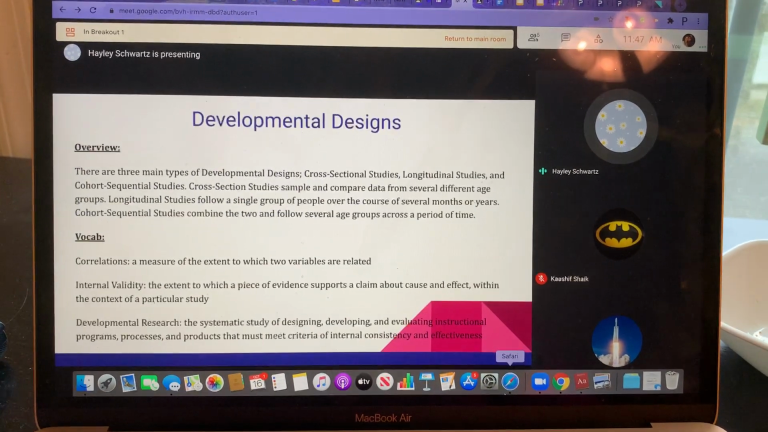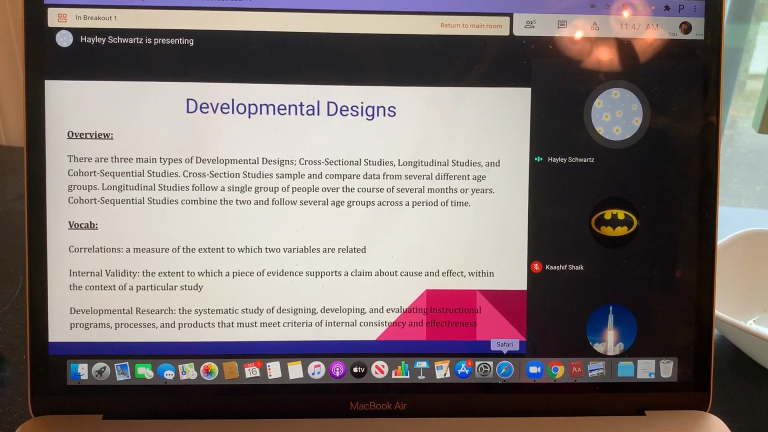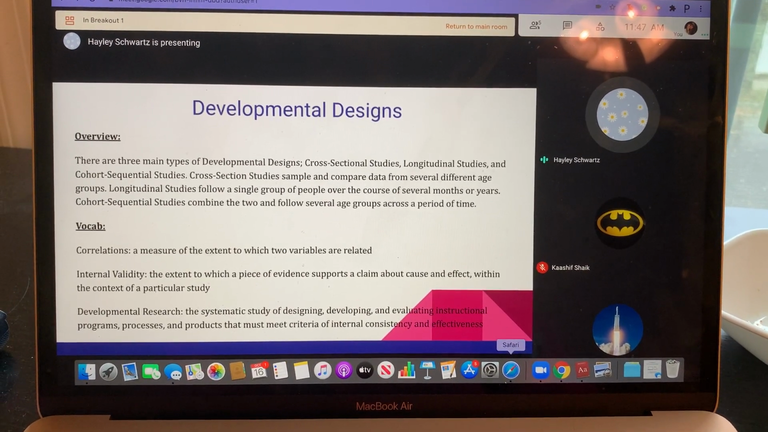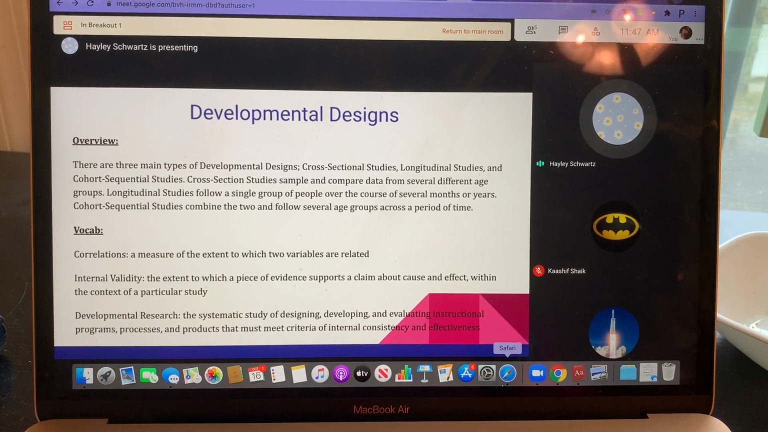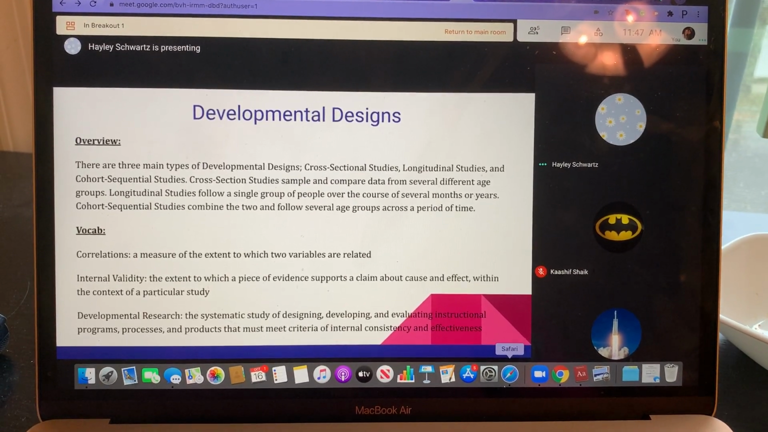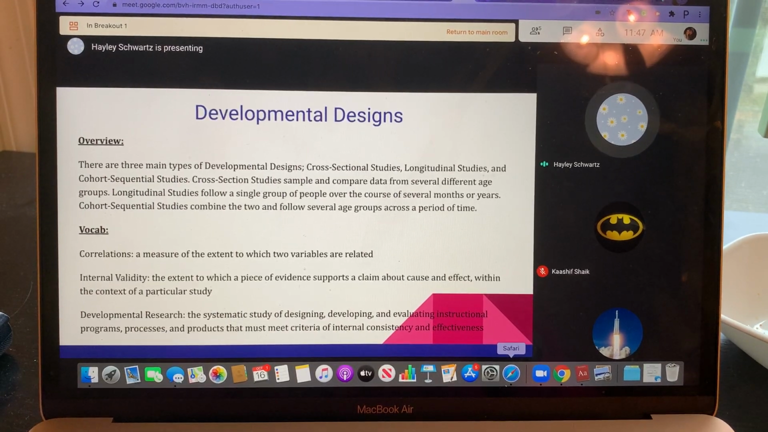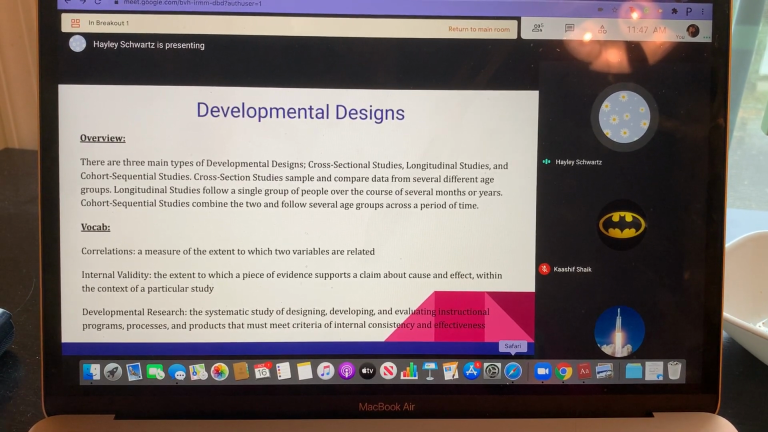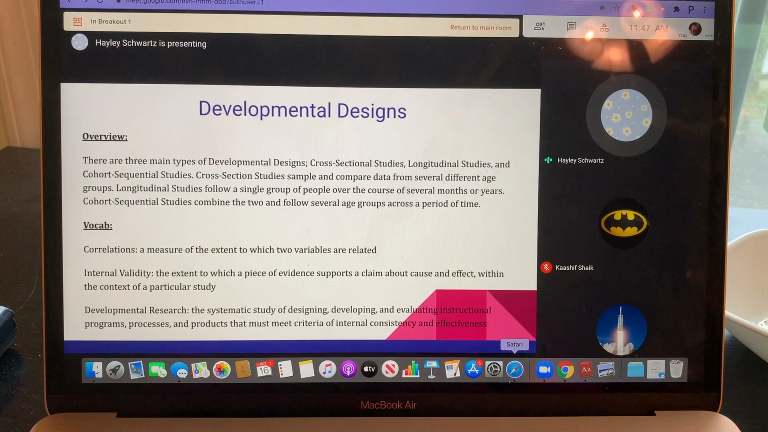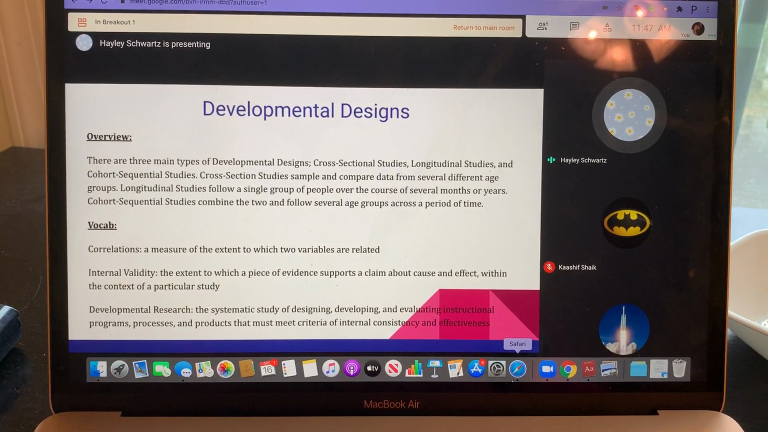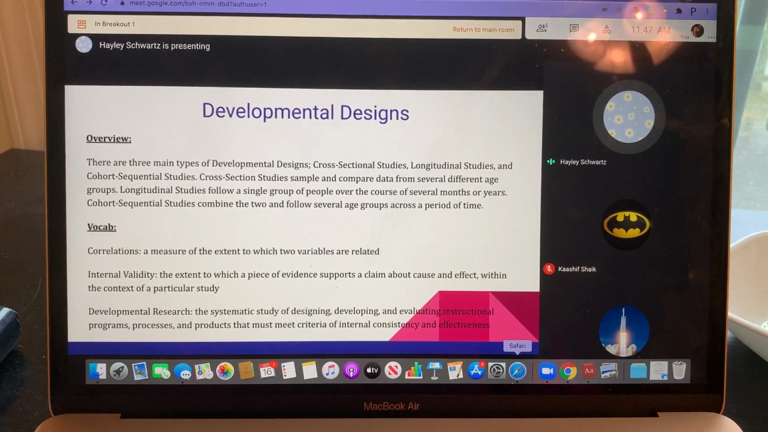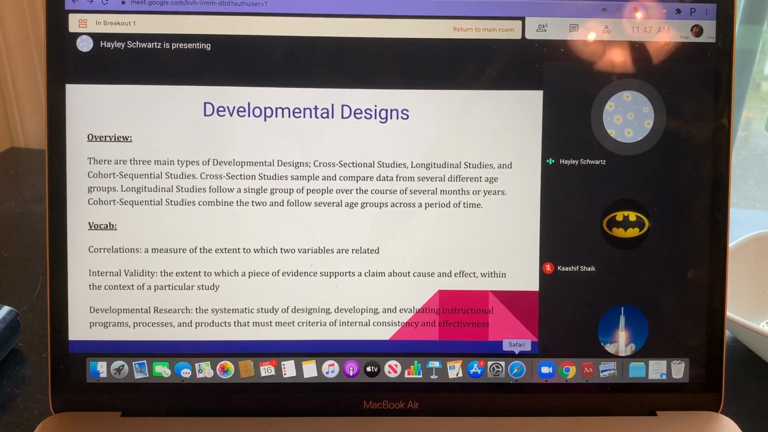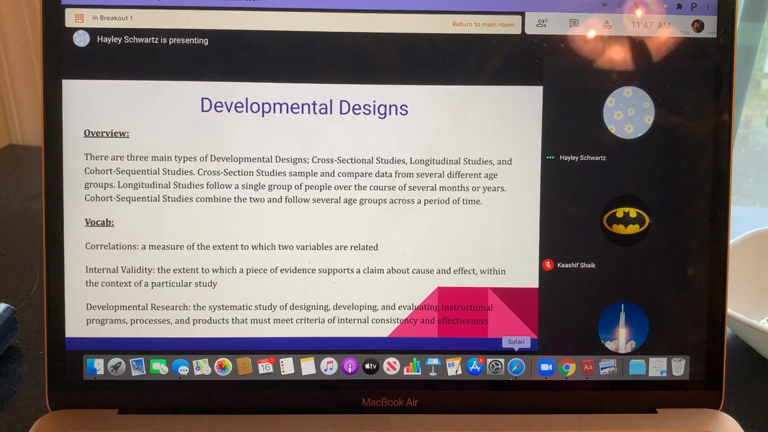Okay, so the next method of research is developmental designs. There are three main types of developmental designs: cross-sectional studies, longitudinal studies, and cohort sequential studies. Cross-sectional studies sample and compare data from several different age groups. Longitudinal studies follow a single group of people over the course of several months or years. And cohort sequential studies pretty much combine the two, and they follow several different age groups across a period of time.